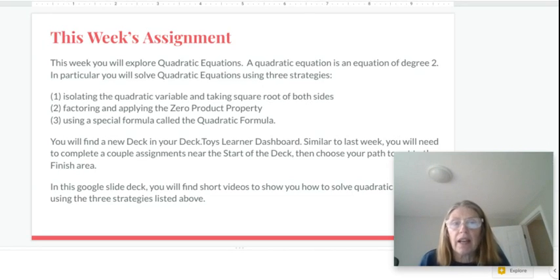This week we're going to look at solving quadratic equations using three different methods. We'll start with square roots, then we'll apply factoring and zero product property, and lastly we'll use the quadratic formula. The quadratic formula does require that you memorize a formula, and it will always work for any quadratic function that you're trying to solve for.